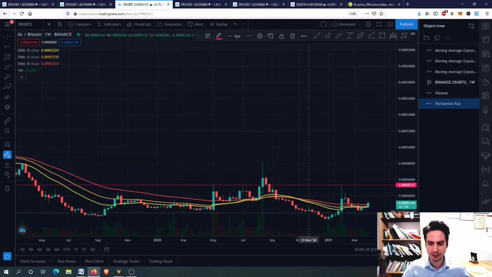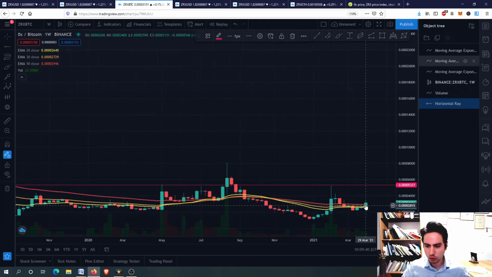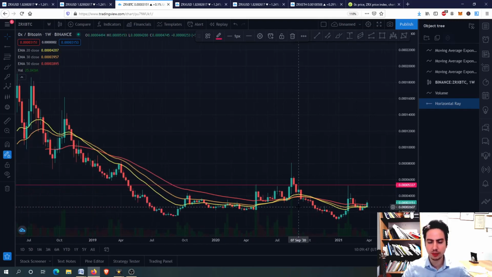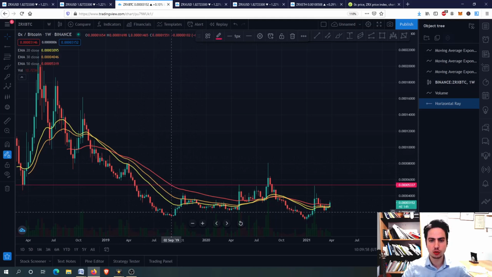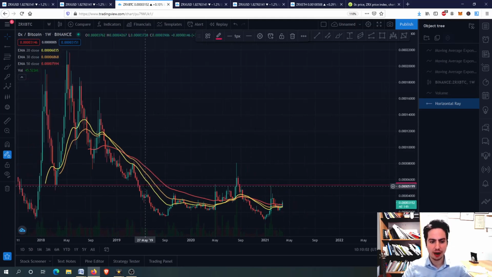That's why we had this bear scenario, and I want to see the 50-day MA going beyond the 30-day and 20-day MA, so we can have some pretty bullish action for ZRX. You can see here the 50-day MA was way above the 20-day and 30-day MA. That's why we had here in 2019 the bearish run for ZRX.